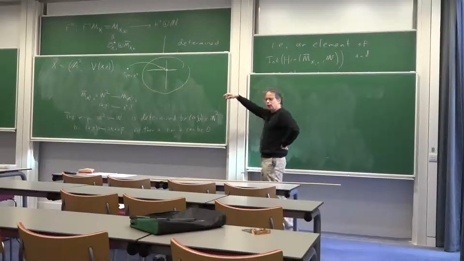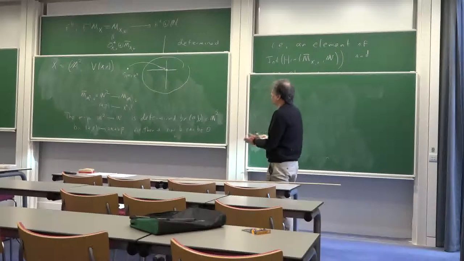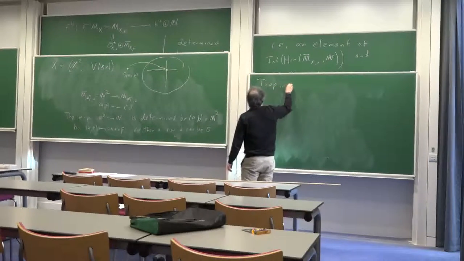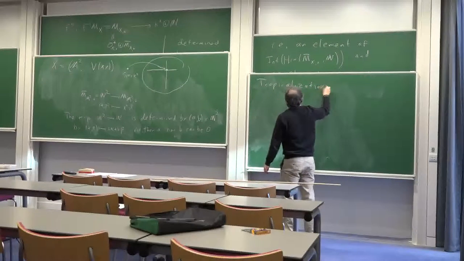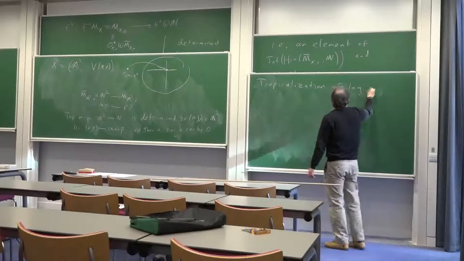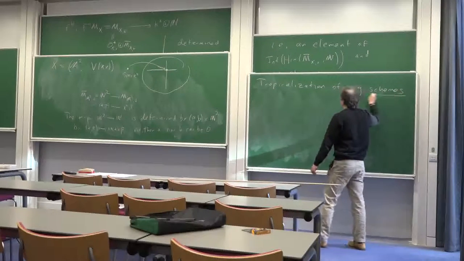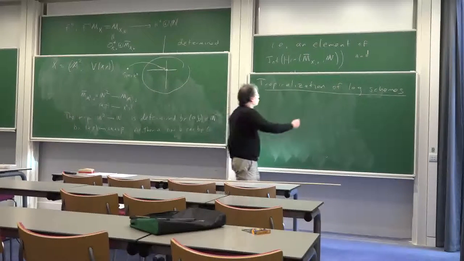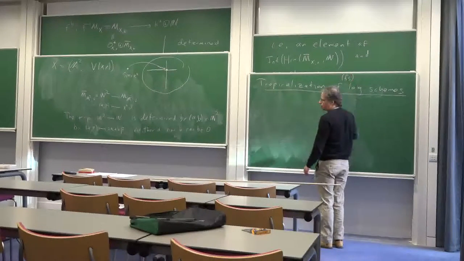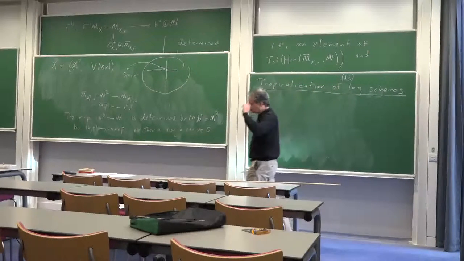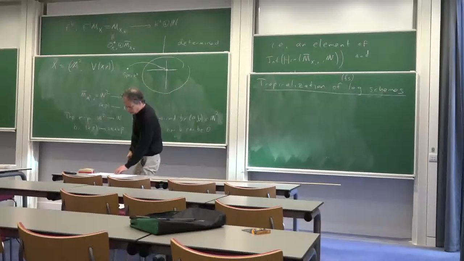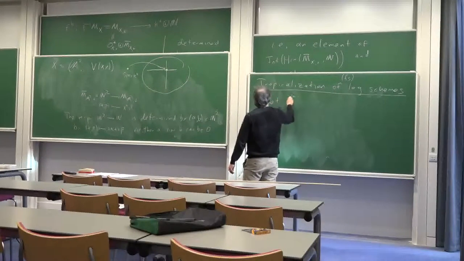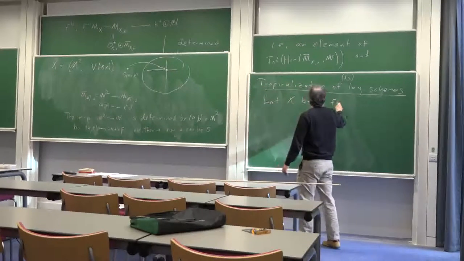And now I'll return to this example and try to give a better intuition as to what all this extra information means. Okay, so I'm going to, as usual here, focus on FS. I won't go into the technical details of why that's important, but I'll mention where it comes in. So let X be an FS log scheme.